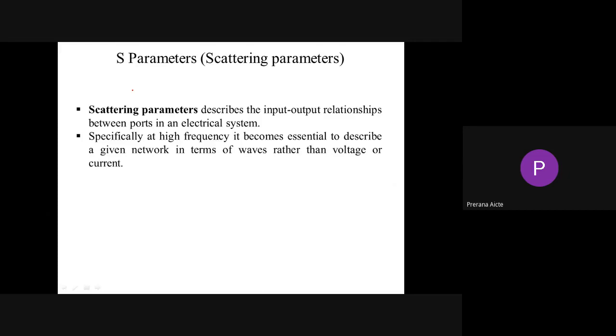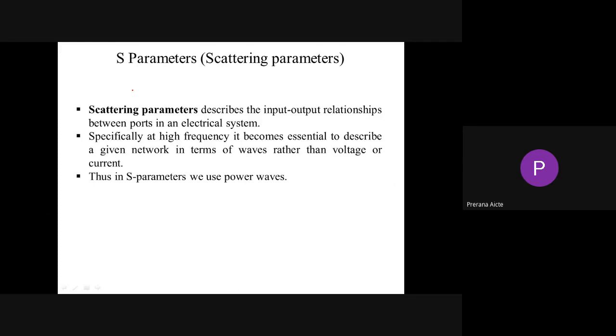And ABCD parameters are also used for transmission lines. Especially at high frequencies, it becomes essential to describe a given network in terms of waves rather than voltage or current. So in place of voltages and currents, we use S parameters for a transmission line.